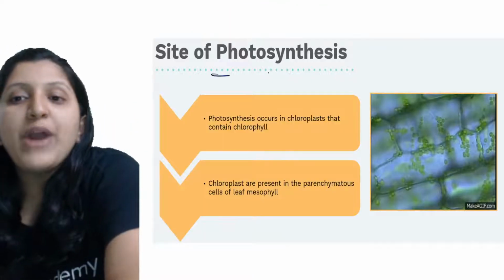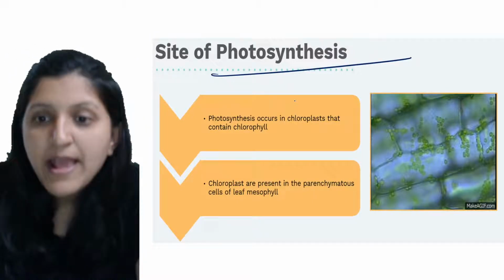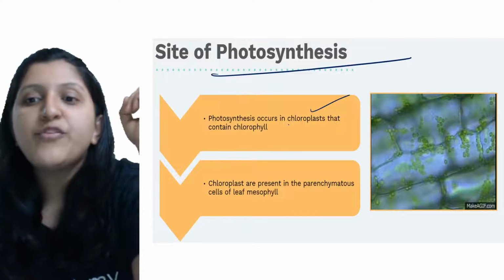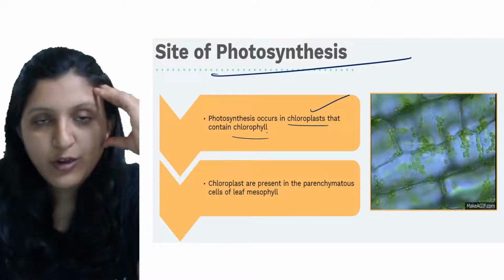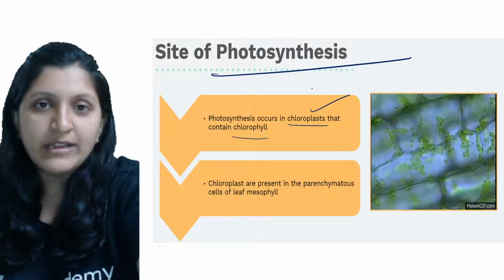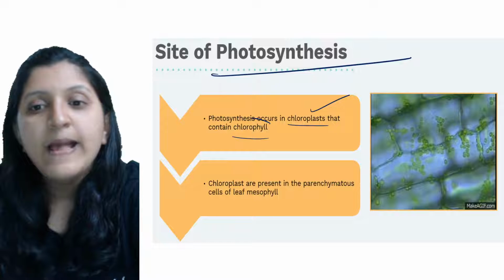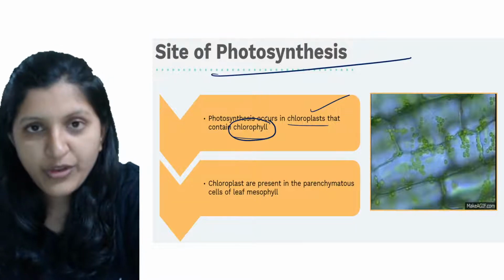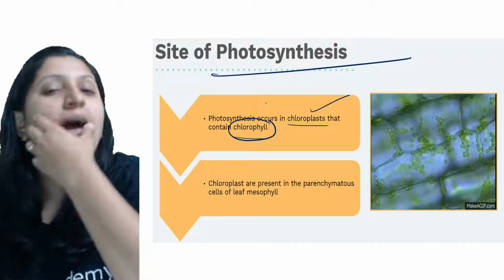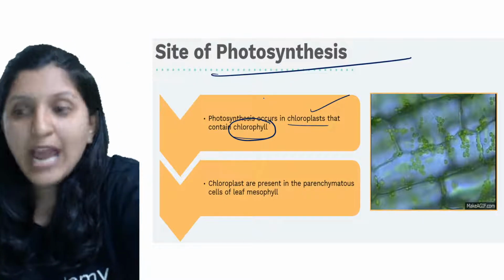Okay, so now where exactly does photosynthesis occur? The site of photosynthesis is the chloroplast, which contains chlorophyll. There is a cell organelle called the chloroplast, and that chloroplast is the one which contains the chlorophyll. And at the site of the chlorophyll itself, you can see many more reactions going to occur.